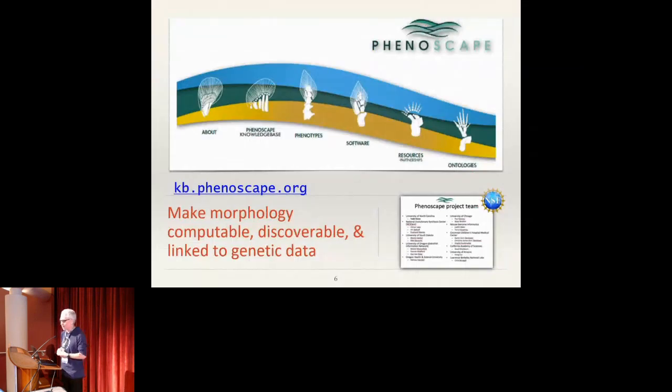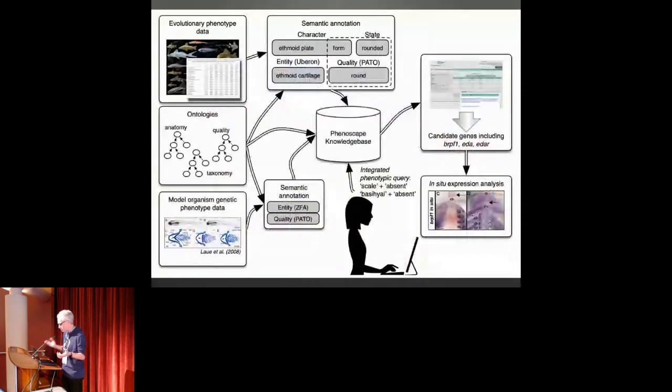So the RPhenoscape project tackles some of these challenges. It started back in 2007 with a mission to make morphology computable, discoverable, and linked to genetic data. I'm not going to talk today about genetic data at all, but really since the last few years, we've focused most of this work, and this tool that I'm presenting is so far chiefly aimed towards addressing the morphology side and making access and adoption of the morphology data easier.